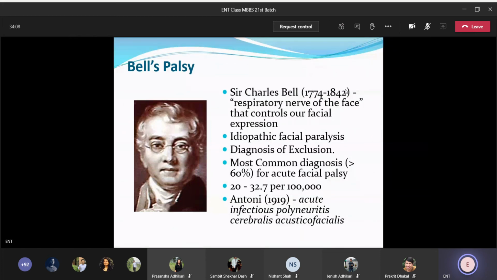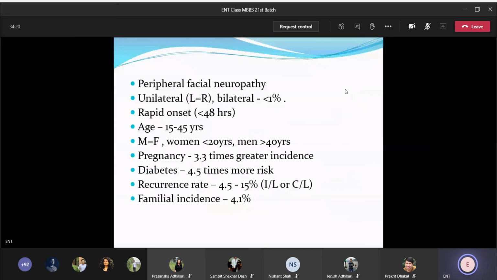Acute infectious polyneuritis, cerebritis acoustofacialis, is the term used for this condition. So there is a peripheral facial neuropathy. You know it is a peripheral facial neuropathy. What is the difference from the central type?